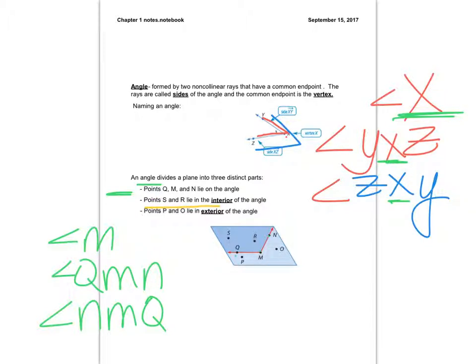Points R and S are in the interior because they're inside the, looks like it's an obtuse angle, which you should know, but they're inside the angle if we close the rays. And P and O are on the exterior of the angle, the exterior.